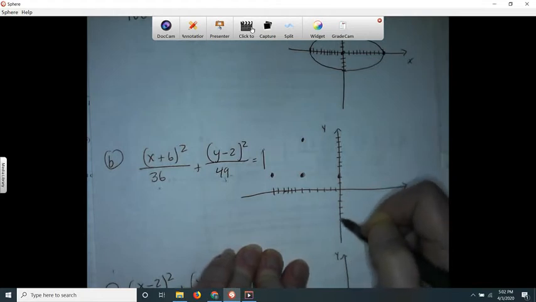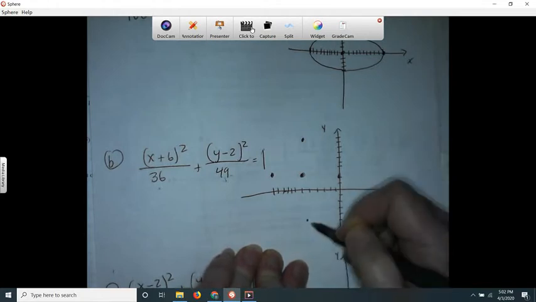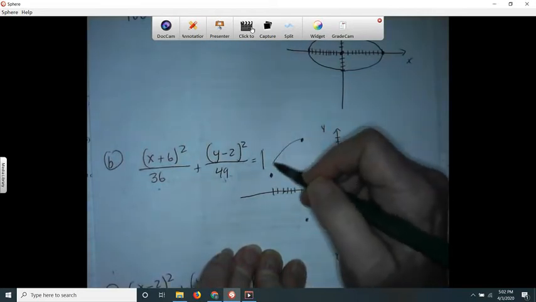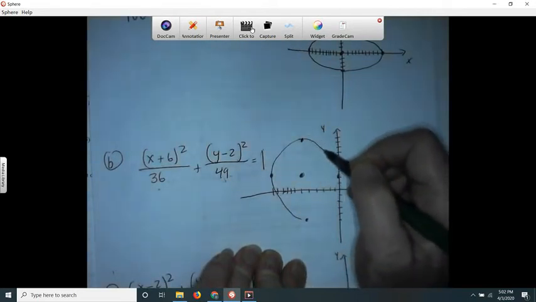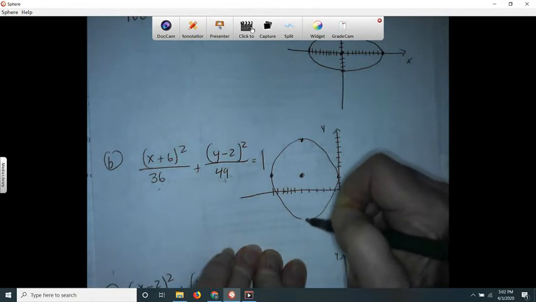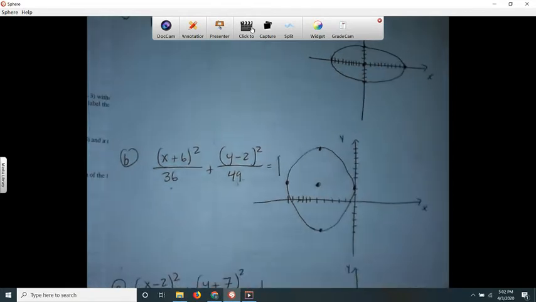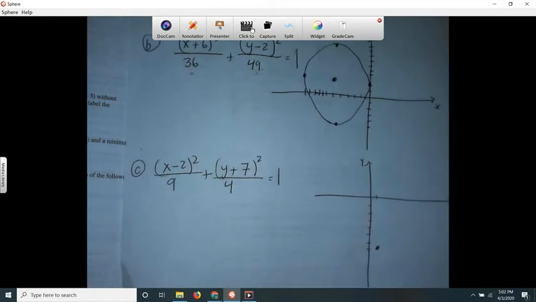And they always look lumpy unless you use graph paper. And even if you use graph paper, you have to draw it. You have to be a good artist to draw them nicely. But there's my ellipse. Let's do another one.